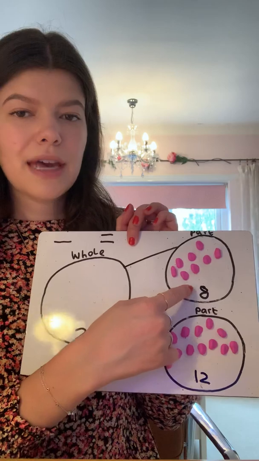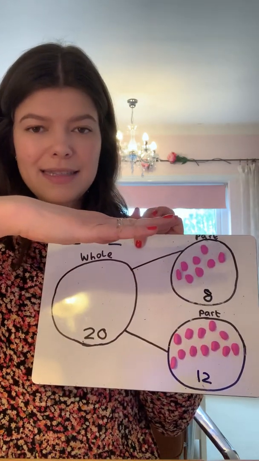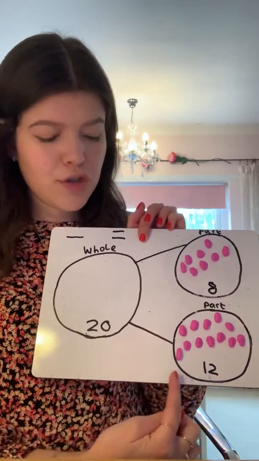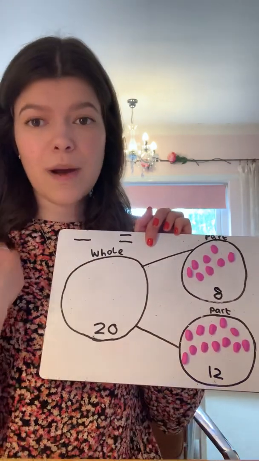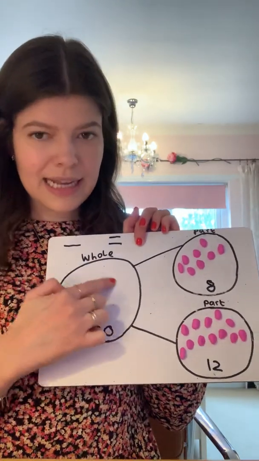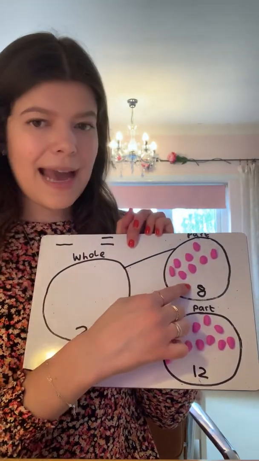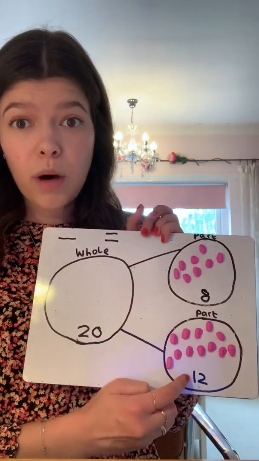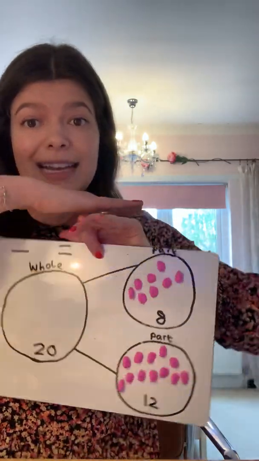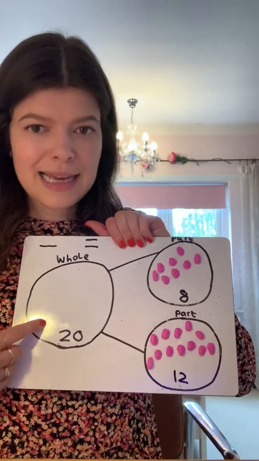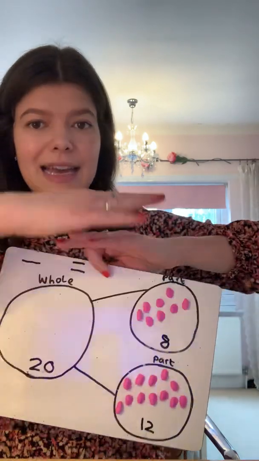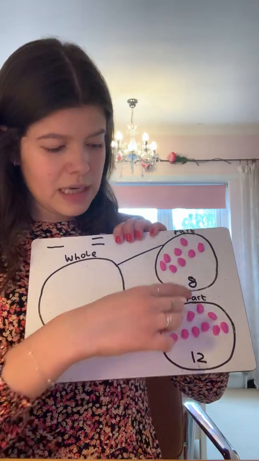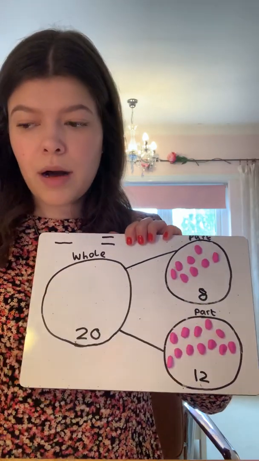I took 8 away. I take away 8, or I could say subtract 8. I have 12 left. So I can say 20 take away 8 is 12. And using my wow words, my math star words, subtract and is equal to, I can say 20 subtract 8 is equal to 12.